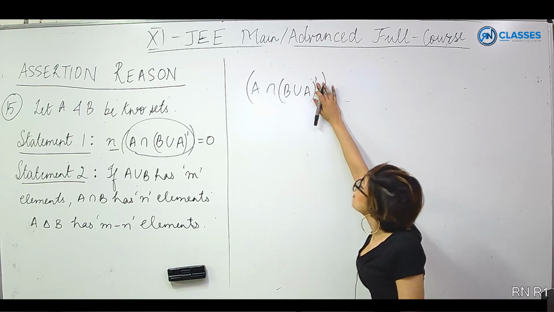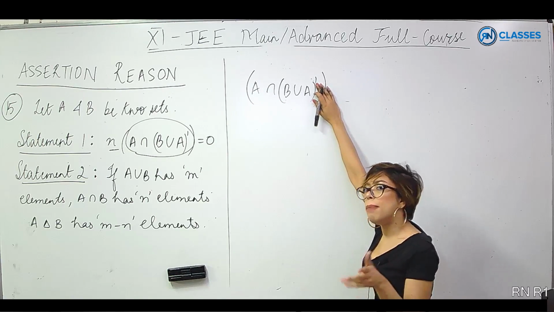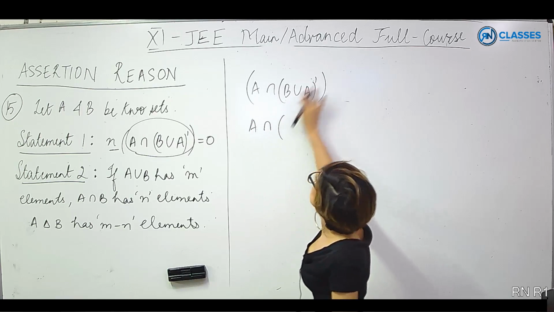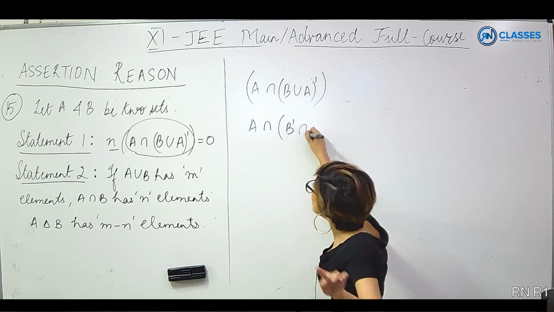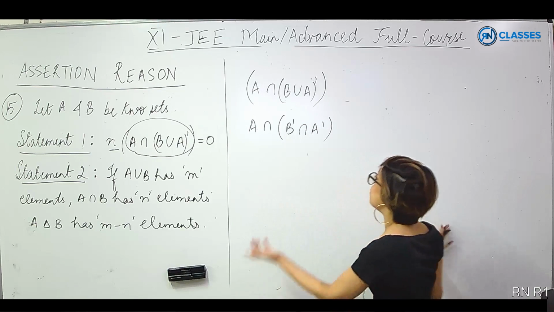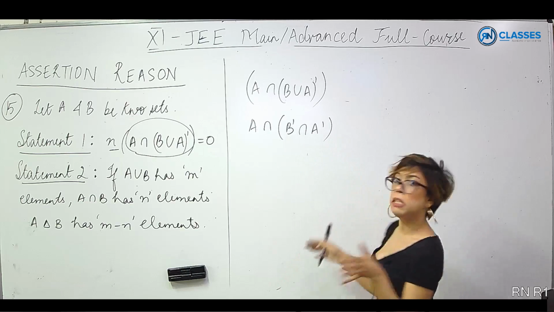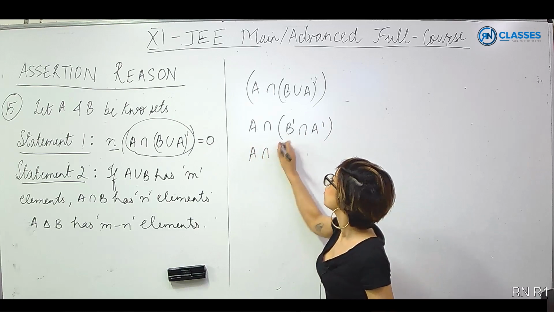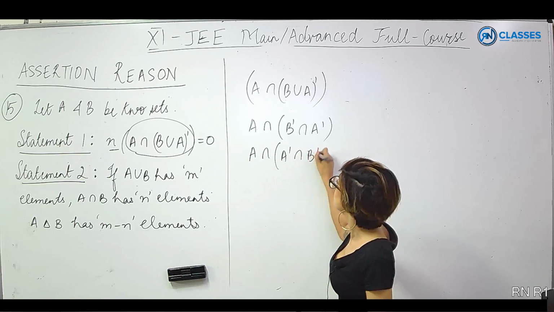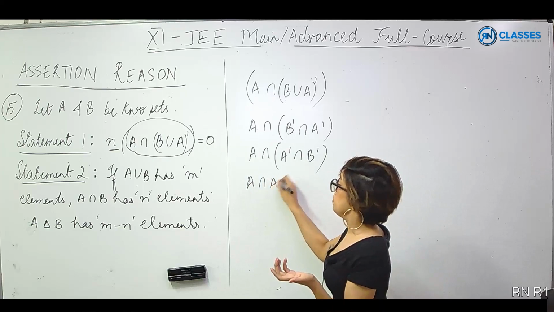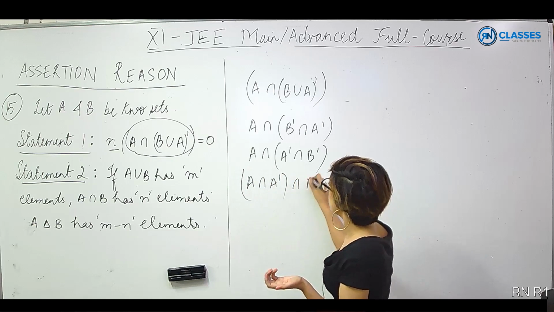Now here a complement is there. So first of all I'll apply De Morgan. So A intersection as it is, this becomes B complement intersection A complement. Then I would want A and A complement to be close to each other. So by the commutative property, let me write that as A intersection A complement intersection B complement. Then by the associative property, A intersection A complement, intersection B complement.